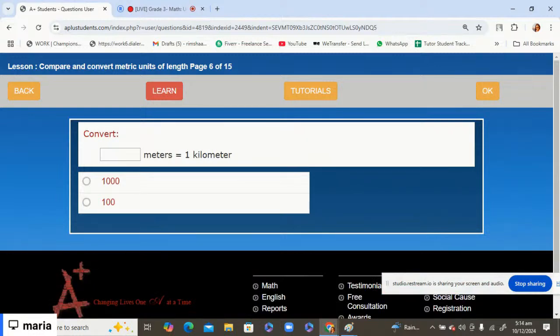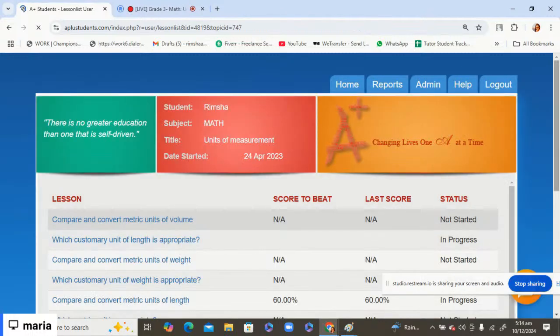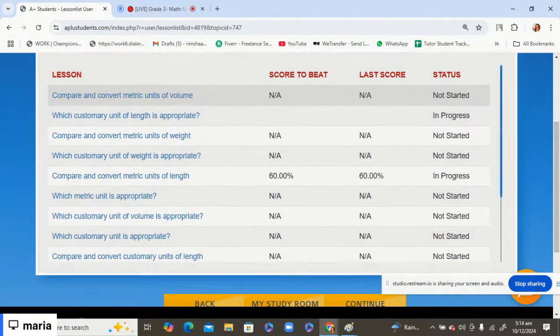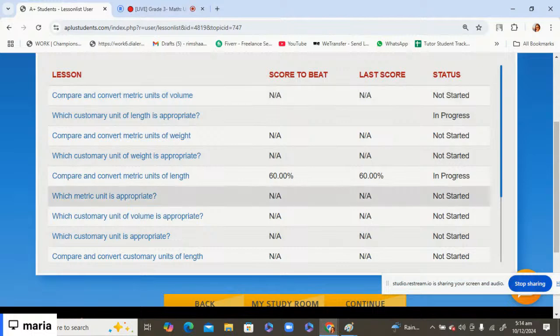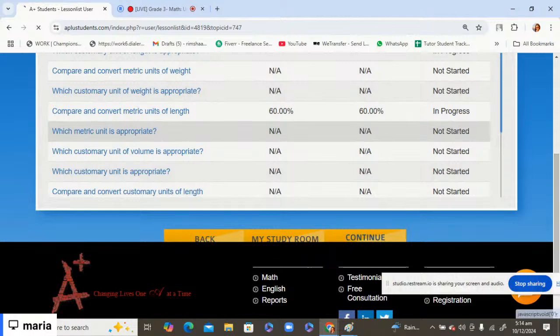hope you understand this lesson. Solve the rest of the test questions by yourself. Now let's move to the next lesson. Okay, which metric unit is appropriate? Let's do it.